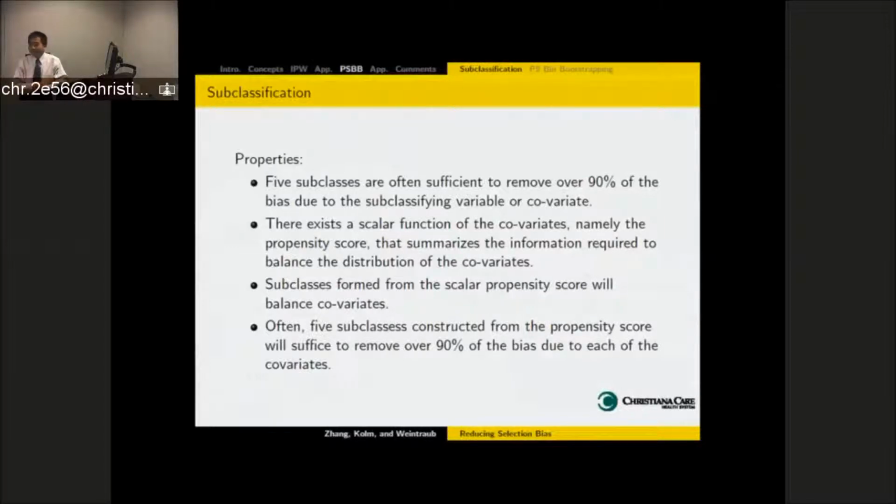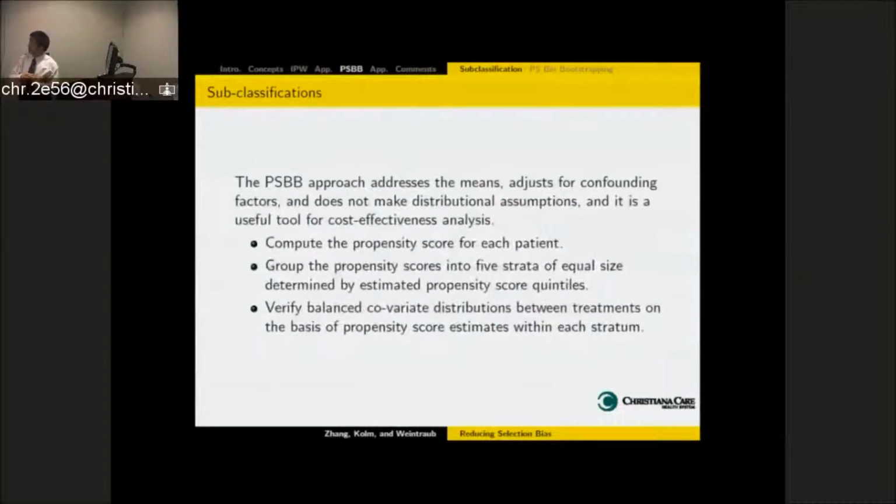And is there any advantage of the bootstrapping for outcomes that are normally distributed, or that, I mean, the cost? What you are looking at is a cost, right? Yes. Which is not normally distributed. Cost data usually are not normally distributed. Right. So the propensity score bootstrapping approach addresses the means adjusted for confounding factors. And one of the advantages is that it does not make distribution assumptions, which means we don't need to worry about the non-normal distribution of cost, because it does not make distribution assumptions.